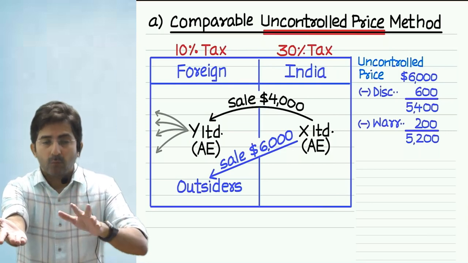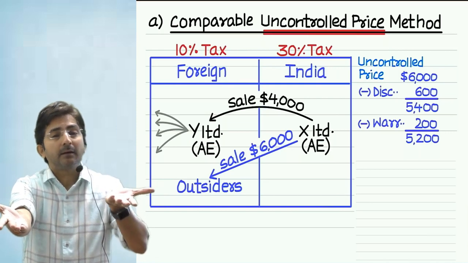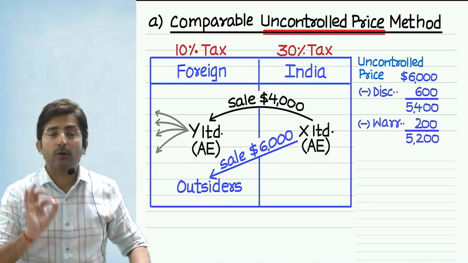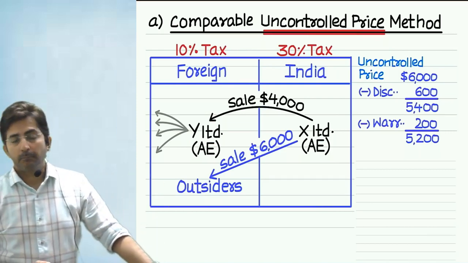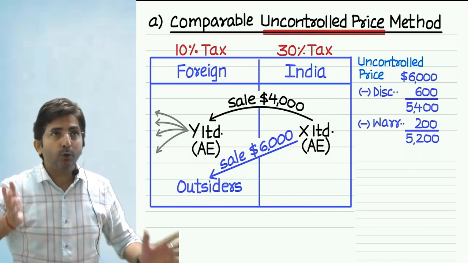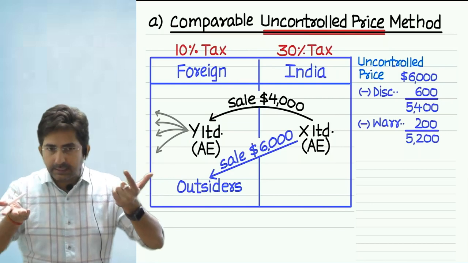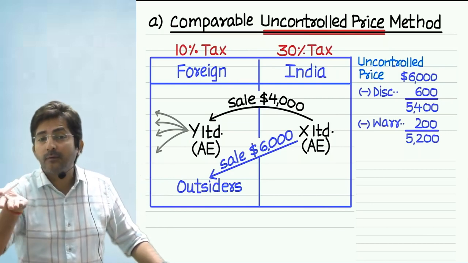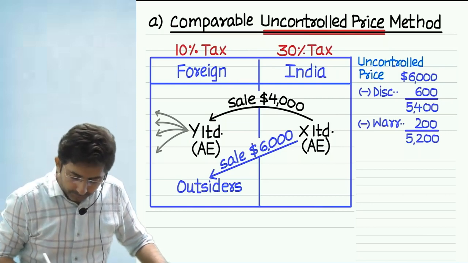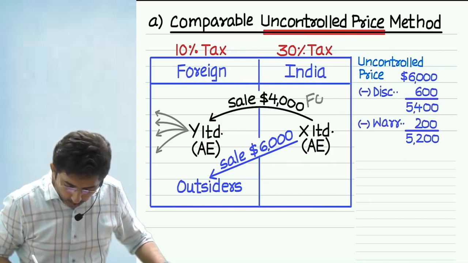What is FOB? I will tell you. But the sale to outsiders is at CIF value. Here you need to understand what is FOB and what is CIF, because if you don't understand the meaning of FOB price and CIF price, you will not be able to think about the answer. Let me write and show. Are you listening carefully? Sale to Y Limited is at FOB, so let me write here FOB.